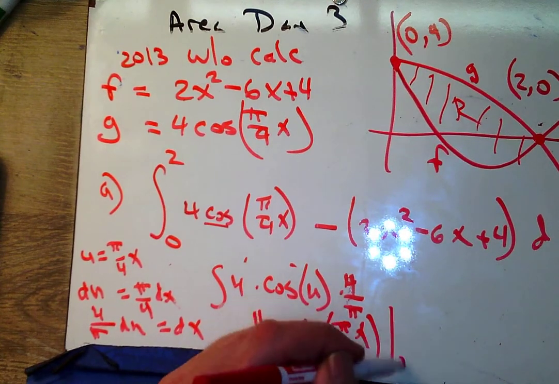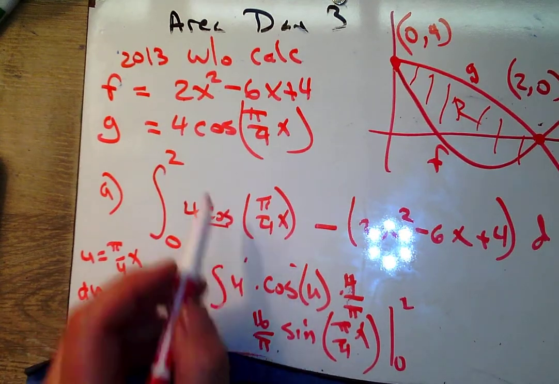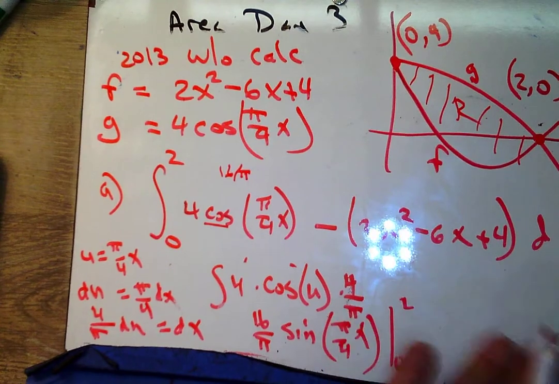And we're evaluating that from 0 to 2. Well, we know the sine of 0 is 0. If I plug a 2 in here, the sine of pi over 2 is 1. And so I get this area as 1 times 16 over pi. Well, this is going to be 16 over pi. Okay, now what about over here?